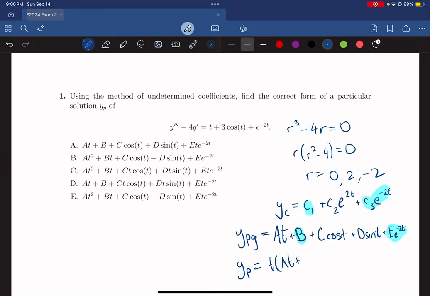And remember, at is included in this term. And our cosine and sine remain the same because there's no duplicates. And then we're going to multiply this one as well by t. And so now we check our duplicates again. And as you can see, our former b constant is now multiplied by t.